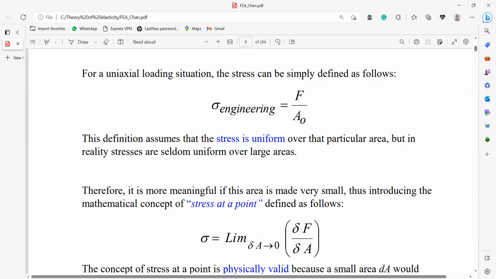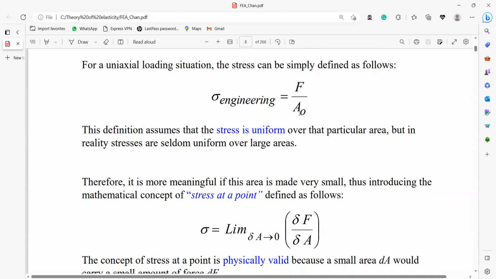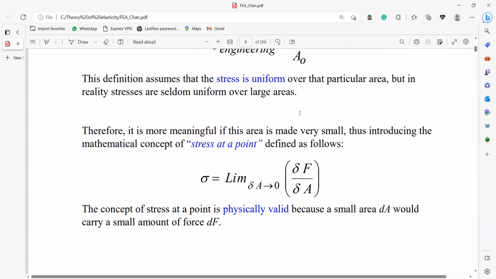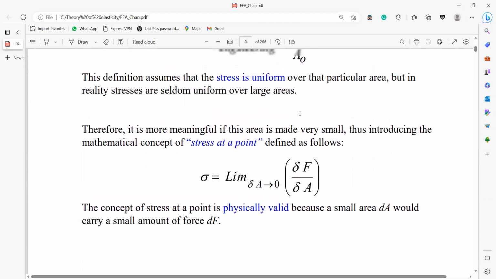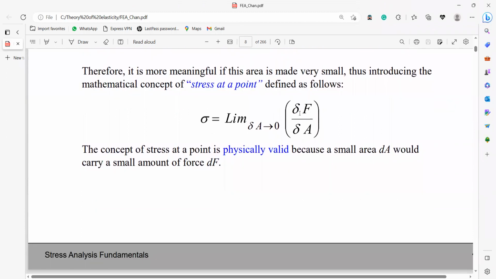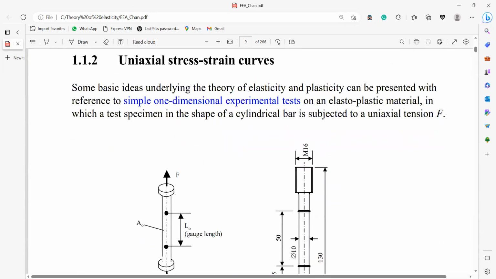And now there is something called stress state, stress at a point. That is del F by del A. The concept of stress at a point is physically valid because the small area dA would carry a small amount of force dF. So now this is uniaxial stress strain curve.